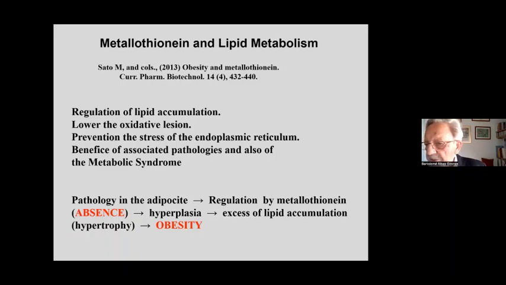The authors mentioned that the pathology in liver and adipocytes is improved by metallothionein levels and regulation. The absence of metallothionein induced pathology, hyperplasia, excess lipid accumulation, hypertrophy, and finally obesity, after the mentioned authors.